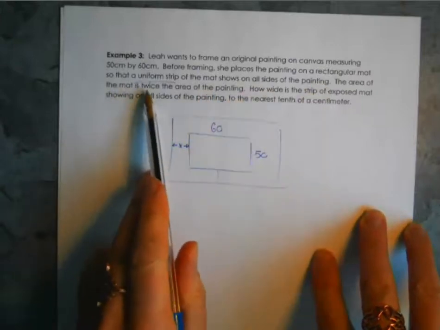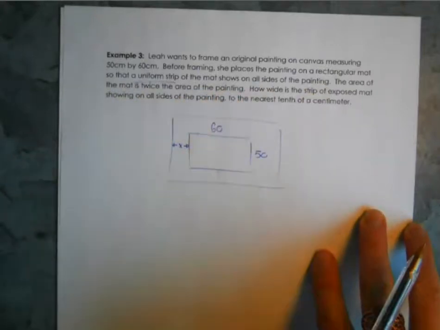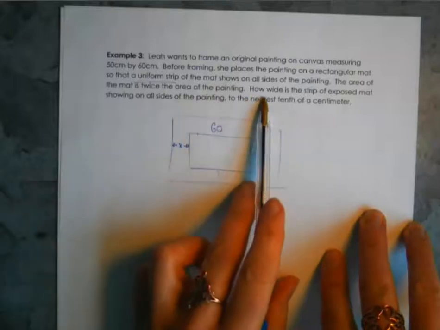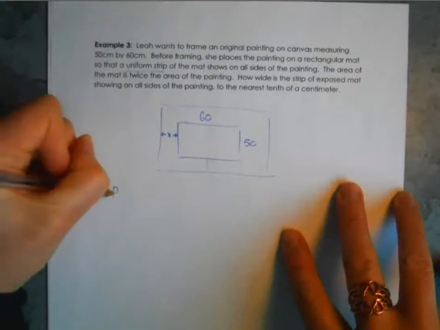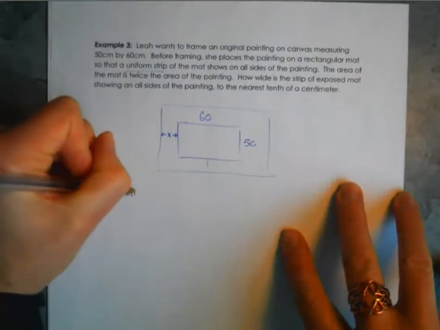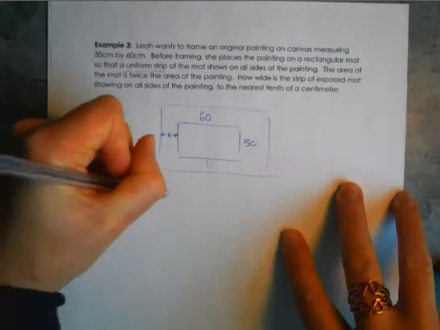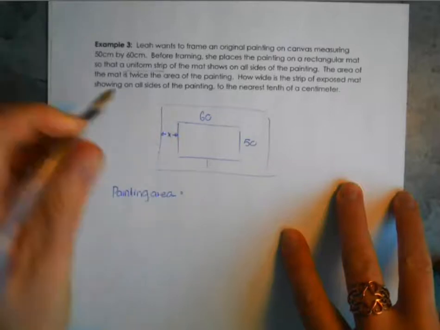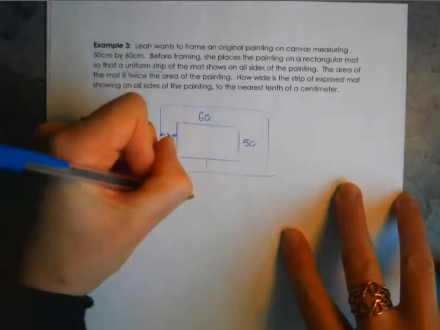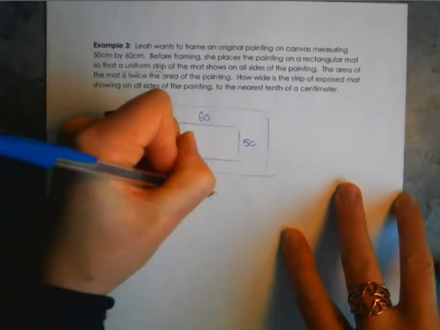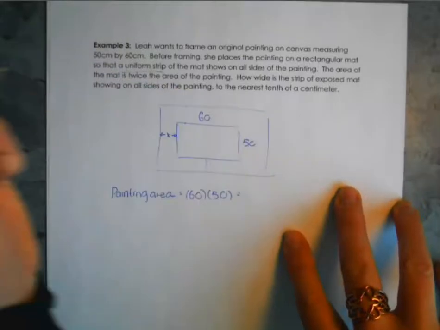The area of the mat is twice the area of the painting. So essentially what we could think of here is we have painting area, and how do we solve for area of a rectangle? Well, it's just length times width, so it's going to be 60 times 50, which is going to give us 3,000.